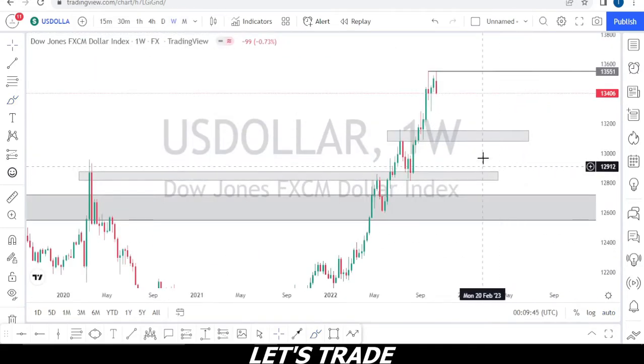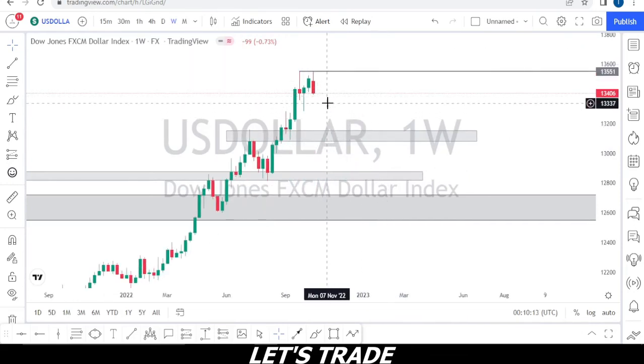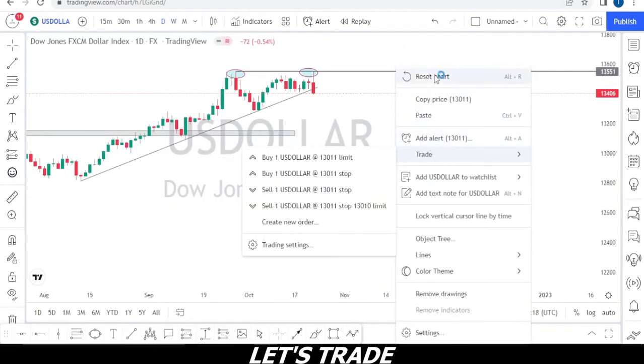This is the weekly time frame, and obviously you can tell since we hit this, price has been rejecting that zone. We rejected here, then we went up for a bit, and now we had this giant bearish engulfing candle. This is a weekly candlestick. Let's go to the daily time frame so we can get a closer look.